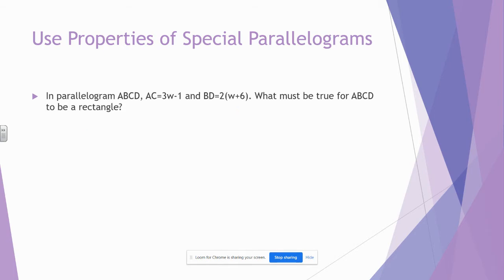For this one, we don't have a picture, but we are told that we have a parallelogram ABCD. AC is equal to 3w minus 1, and BD is equal to 2 times quantity w plus 6. What must be true for ABCD to be a rectangle? So let's draw this out, because I know I'm a visual person. So I know that there must be some other visual people.